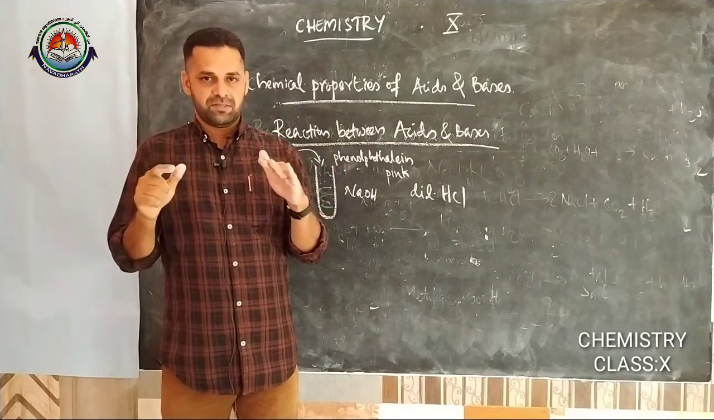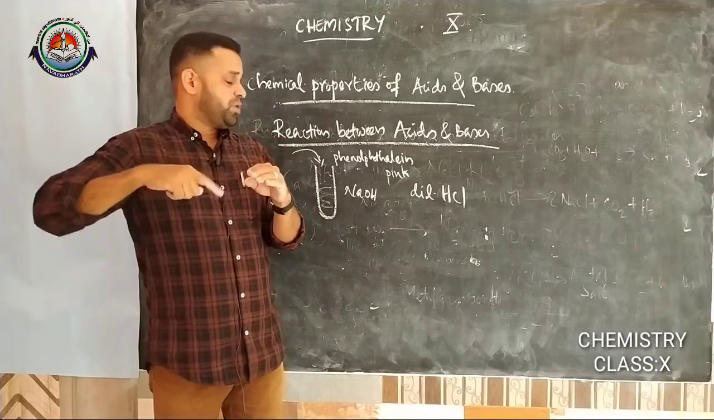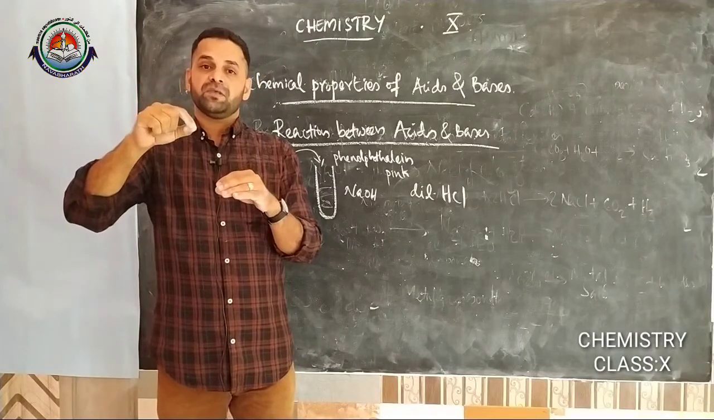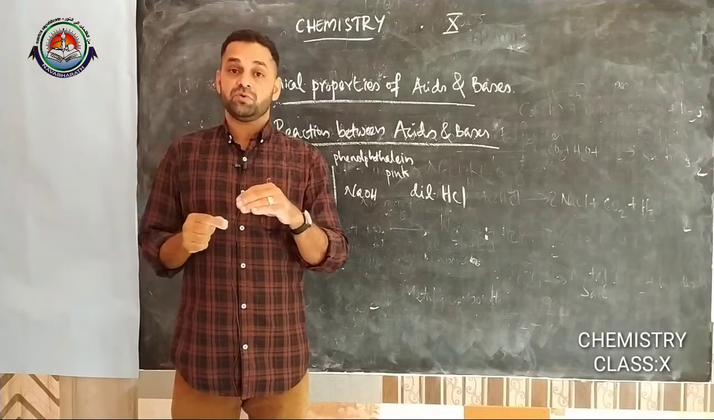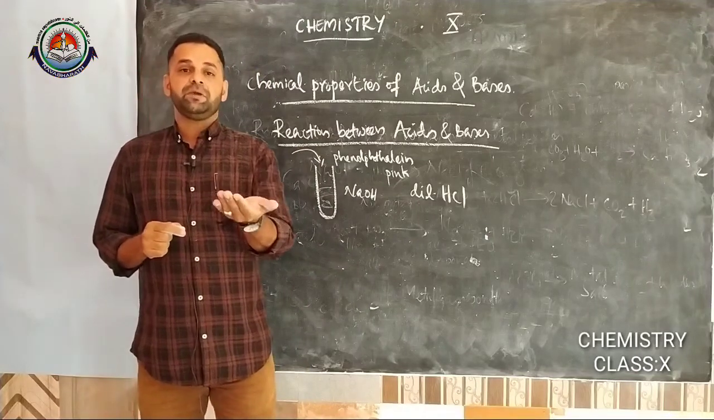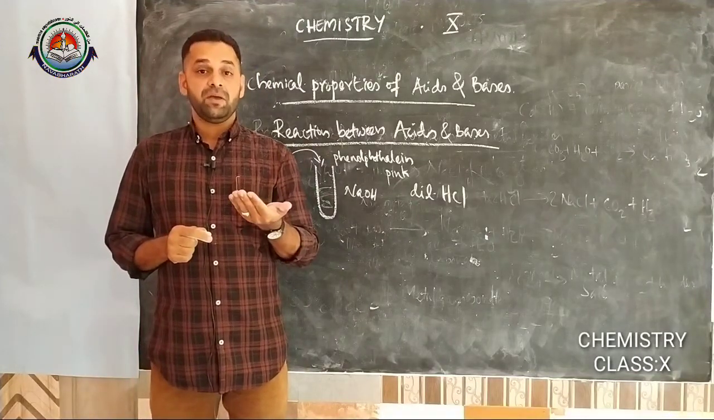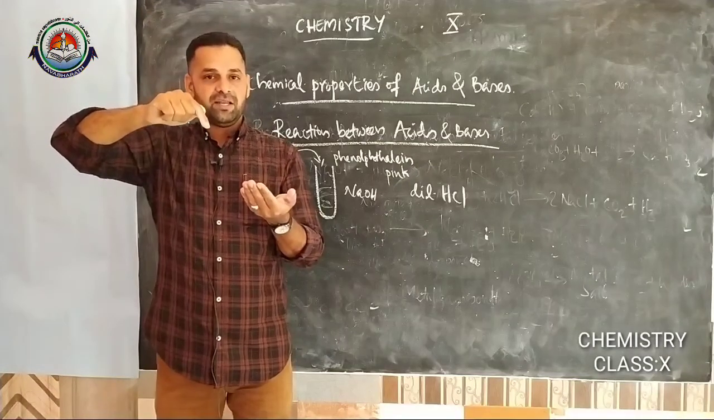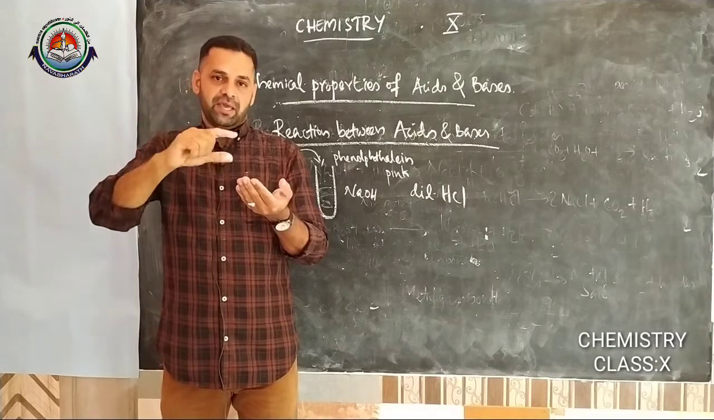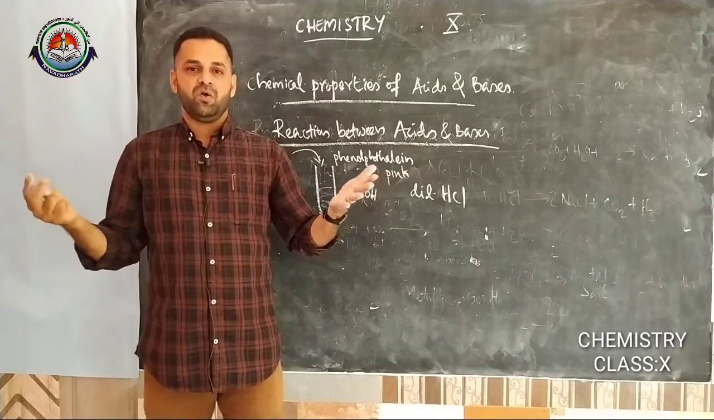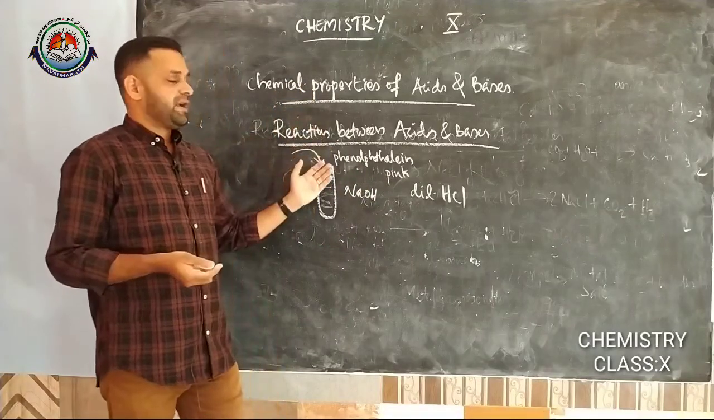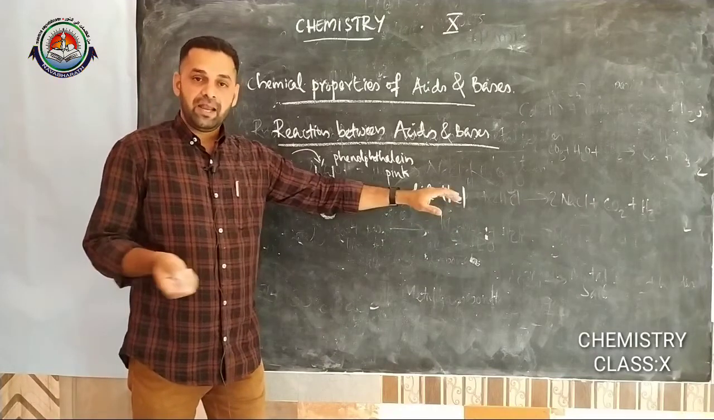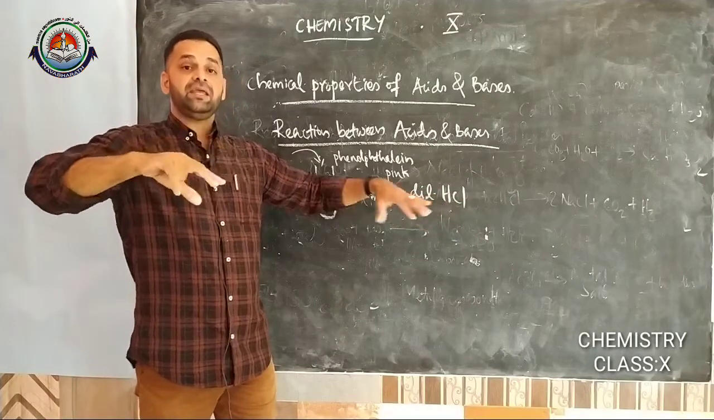Then after that, you add one or two drops of what? Sodium hydroxide solution. So again, it becomes pink in color. Then again, if you are adding dilute hydrochloric acid drop by drop, again it becomes colorless. So what is happening here? What is that color change? That pink color is disappearing when we add dilute hydrochloric acid, and when we add sodium hydroxide, again it reappears.